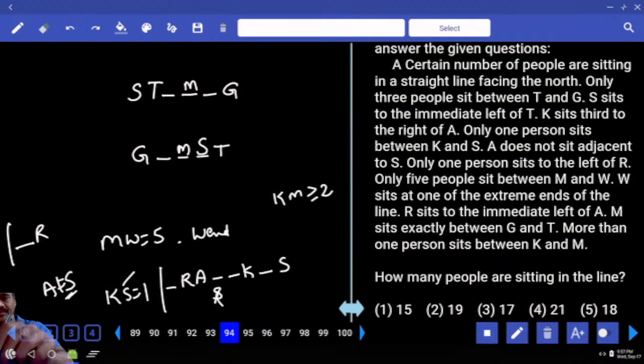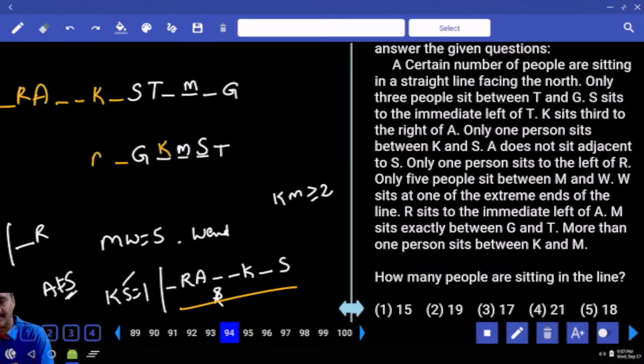S is already given. Then let us start from here. Immediate left hand side of S, there must be a blank. Then there must be K. And there are 2 blanks here. Then A, and next R. Then one more person to the left hand side. Then again starting: blank, K. The next one, there are 2. And after these 2, you need to have A. And next to A, R. And R is second from the left extreme. Done. Now we have done with this entire information.